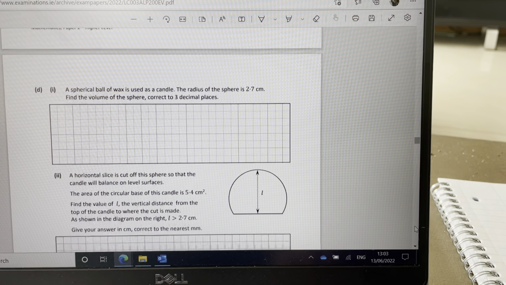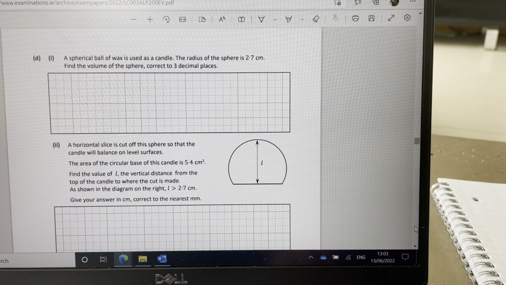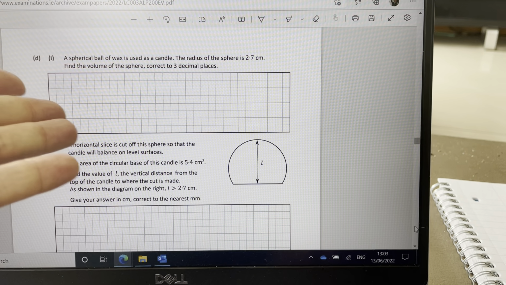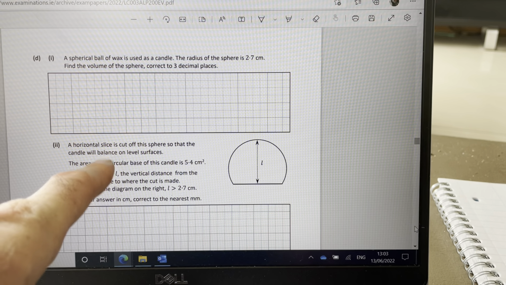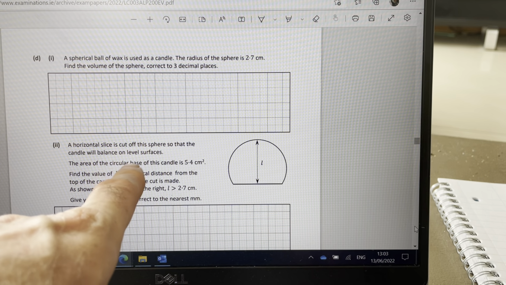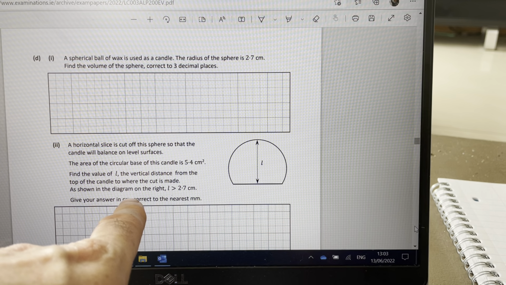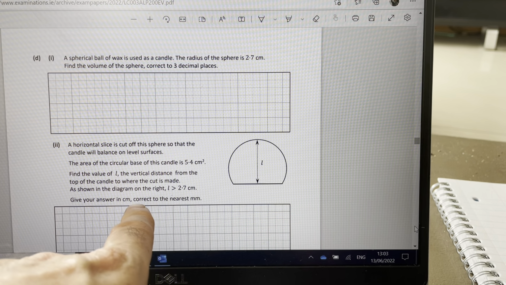But otherwise, okay, wax spherical ball. That should be fine. Radius of a sphere, so you have that in the log tables. Now they're making it a little bit more complicated here. Circular base. Okay.